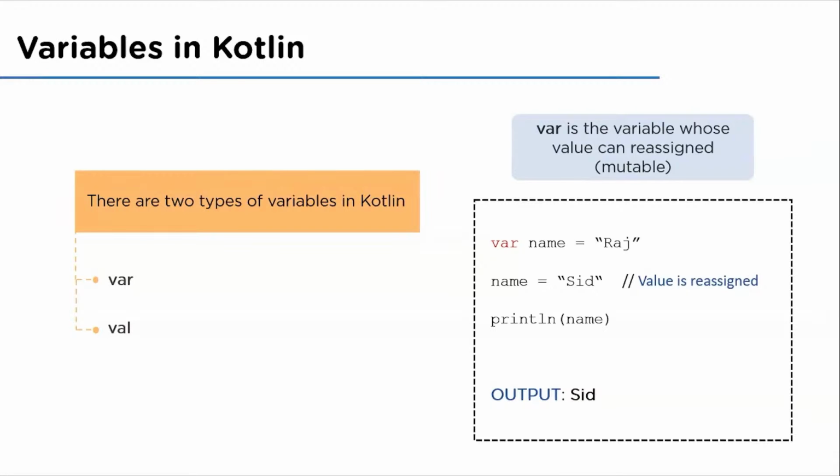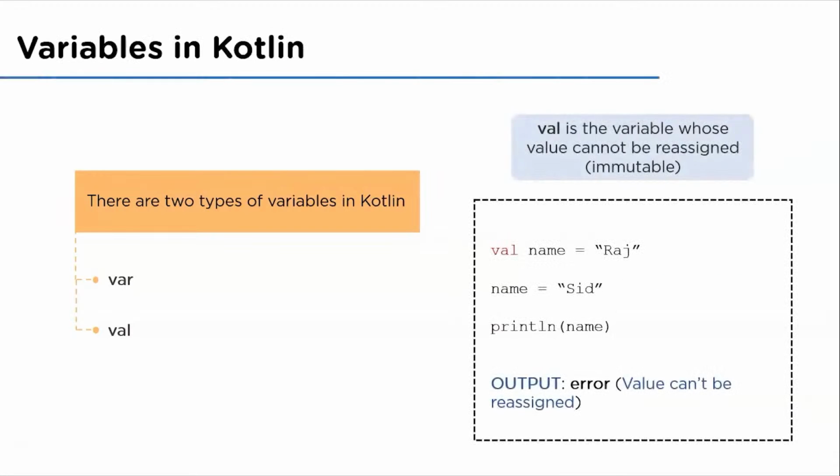On the other hand, val is the variable whose value cannot be reassigned, which means it is immutable. As we can see in the example, on printing the value of the name variable, it is showing an error because we tried to change or reassign the value from Raj to Sid. And because it is a val type variable, the value is not going to change.